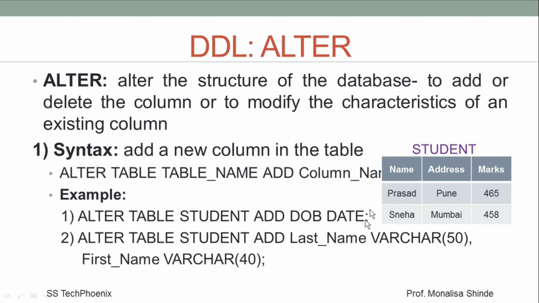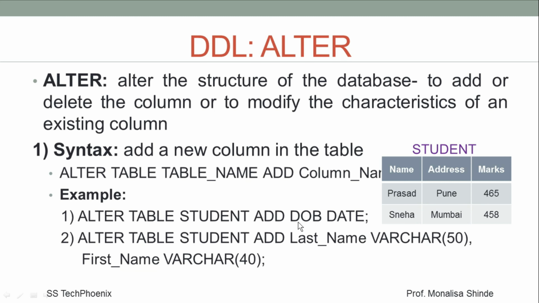So see, this is a previous, meaning existing, table in the database. Student is the name and it has three columns: name, address and marks. So the user wants to add a new column into the table, and that column name should be DOB and its data type should be date. DOB means date of birth. That's why they have specified the data type date.